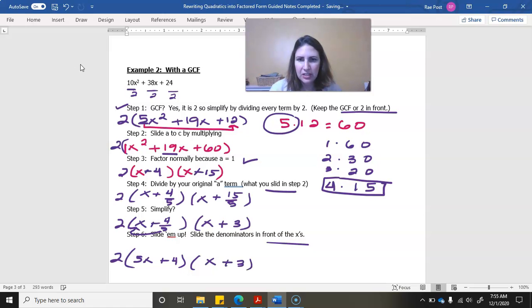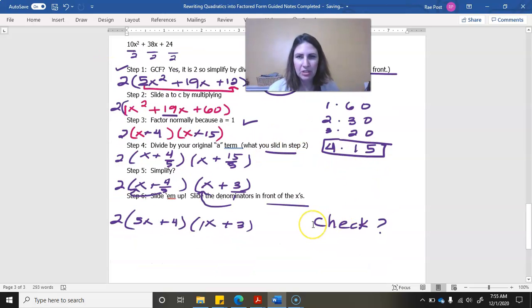You can look at it like it's over 1 if you want, and you just bring the 1 up front, which is really what you're doing. And you're done. So now it is in factored form. How could you check it? You could multiply or FOIL to make sure you get what you started with. That's something that you definitely want to do, but make sure the signs are always right.